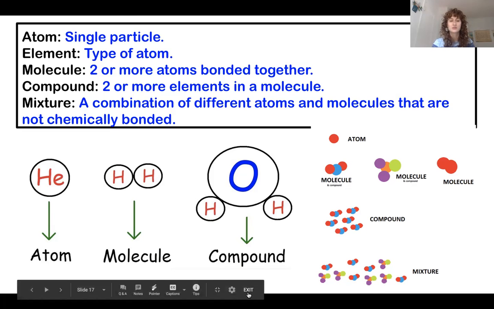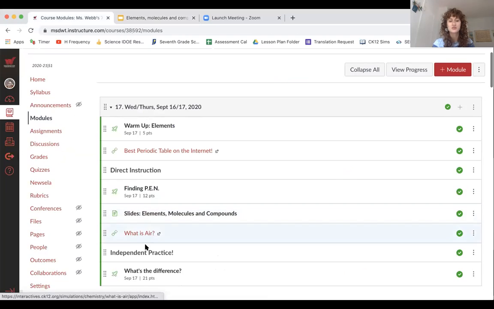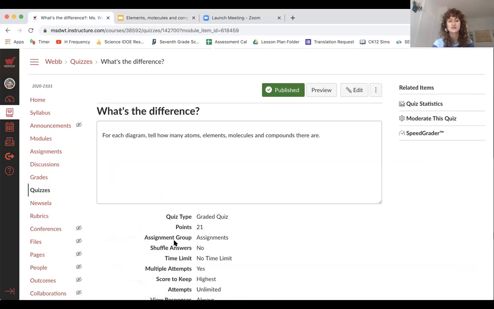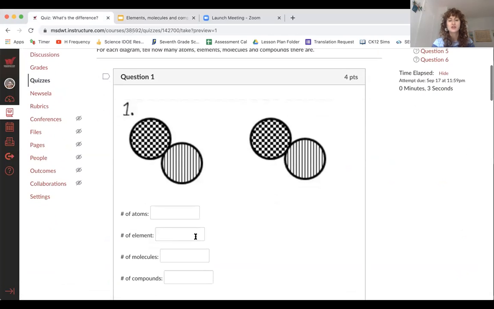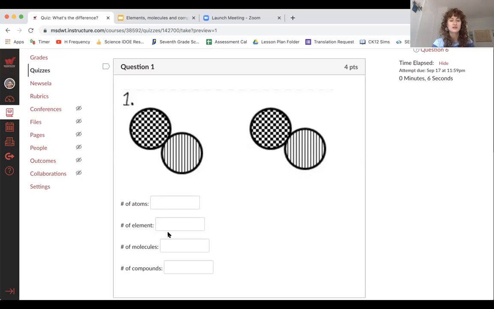So let's do some practice in the module. In the module, we have an assignment called What's the Difference? Let's do the first one together. So your job is to identify the number of atoms, elements, molecules, and compounds. So you can count the number of atoms by counting the number of circles. Each of these circles is an atom. So I see 4 atoms. You can count the number of elements by counting the number of unique patterns. So we have checkered and striped, checkered and striped. So there's checkered and there's striped. So there are 2 elements in this diagram.